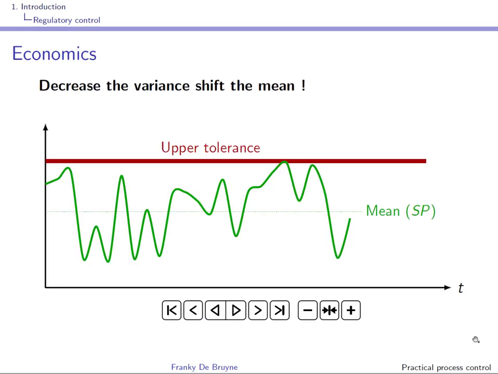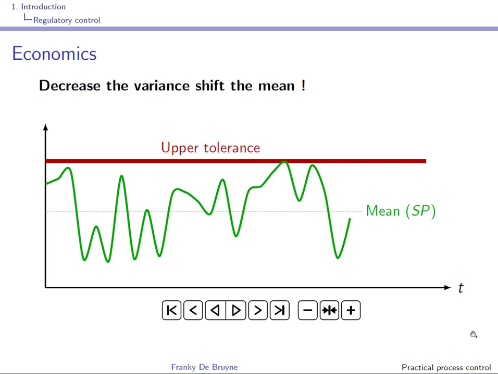Well, let us now look at this paradigm: decrease the variance, shift the mean. This paradigm is often used to improve the economics of the process, and it's one of the important topics of this course.